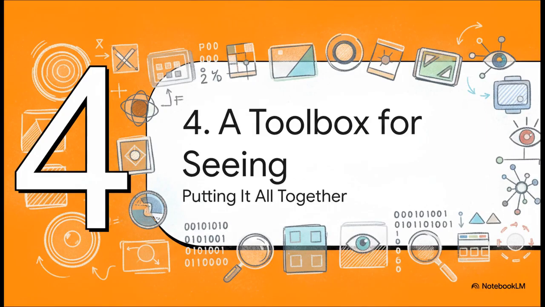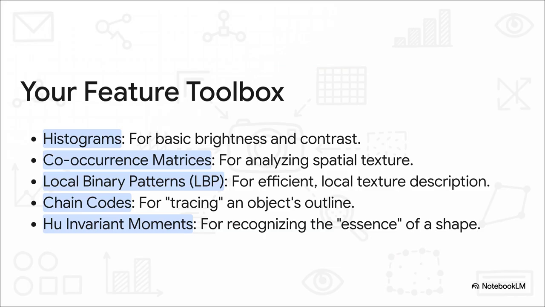So, let's bring it all home in our last section here, the toolbox for seeing. We've basically gone from a simple grid of numbers to building up this really powerful set of tools, and each one gives the computer a totally unique lens to see and interpret the world with. So let's do a quick recap of our toolbox. We've got histograms for just a basic read on brightness and contrast. We have co-occurrence matrices for doing a really deep dive into texture. We've got LBP for a super fast, local snapshot of texture. We have chain codes to literally trace an object's outline. And finally, Hu moments to capture the fundamental essence of a shape no matter what.